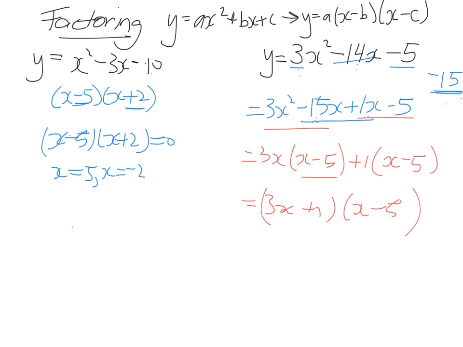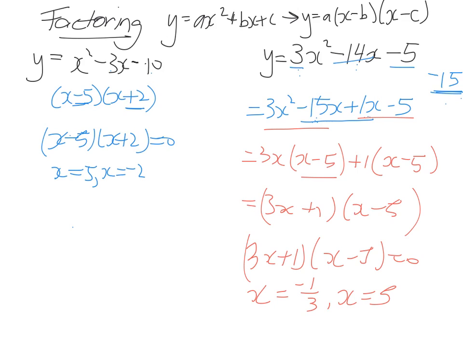So then, to find the x-intercepts, we let y equal 0. So it becomes 3x plus 1 times x minus 5 equals 0. So we're left with x equals negative 1 over 3, and x equals 5.